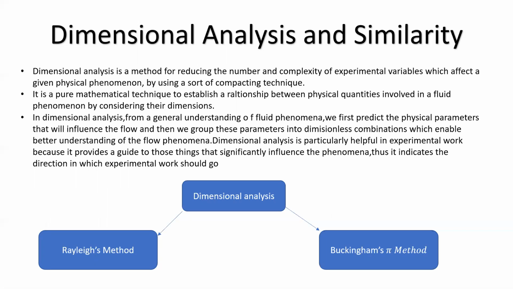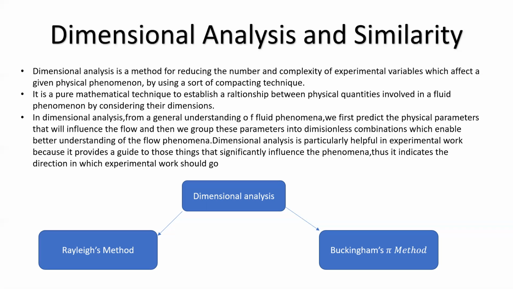In dimensional analysis, for a general understanding of fluid phenomena, we first predict the physical parameters that will influence the flow, and then we group these parameters into dimensionless combinations which enable better understanding of the flow phenomenon. Dimensional analysis is particularly helpful in experimental work because it provides a guide to those things that significantly influence the phenomenon. Thus, it indicates the direction in which experimental work should go.